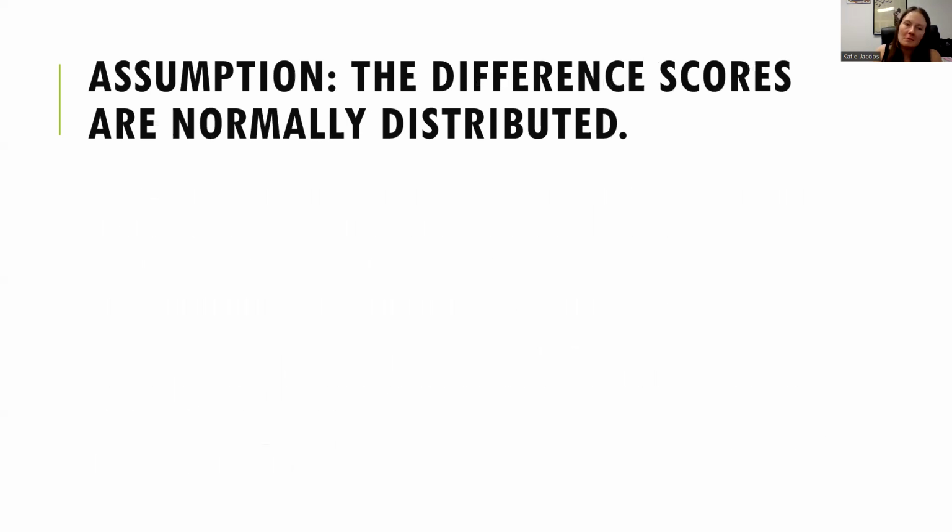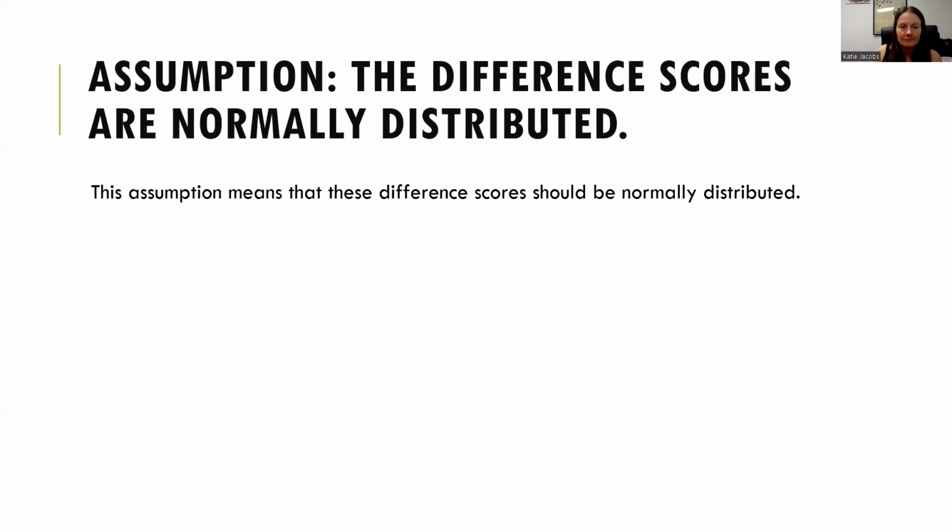Okay, so then the next assumption is that our difference scores are normally distributed. This is a different take on something that we've seen previously. This assumption means that our difference scores should be normally distributed. What is one way that you could check that?